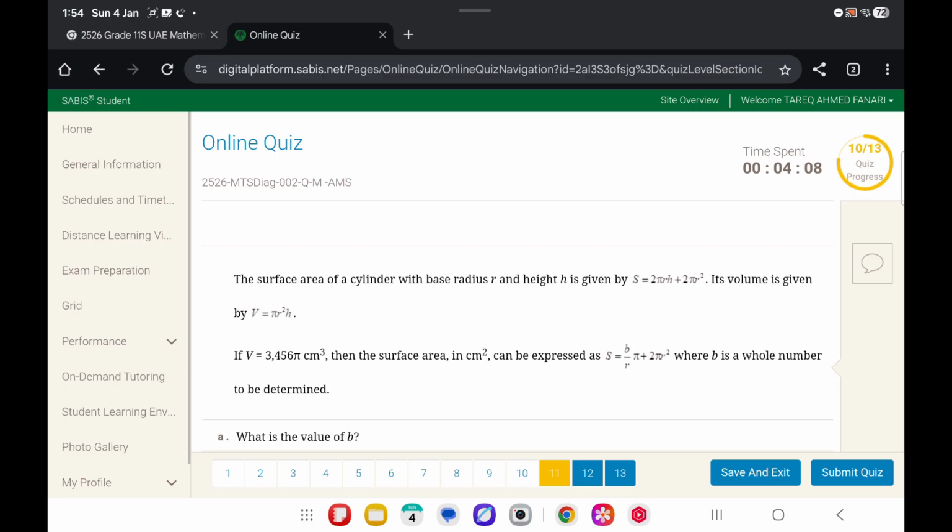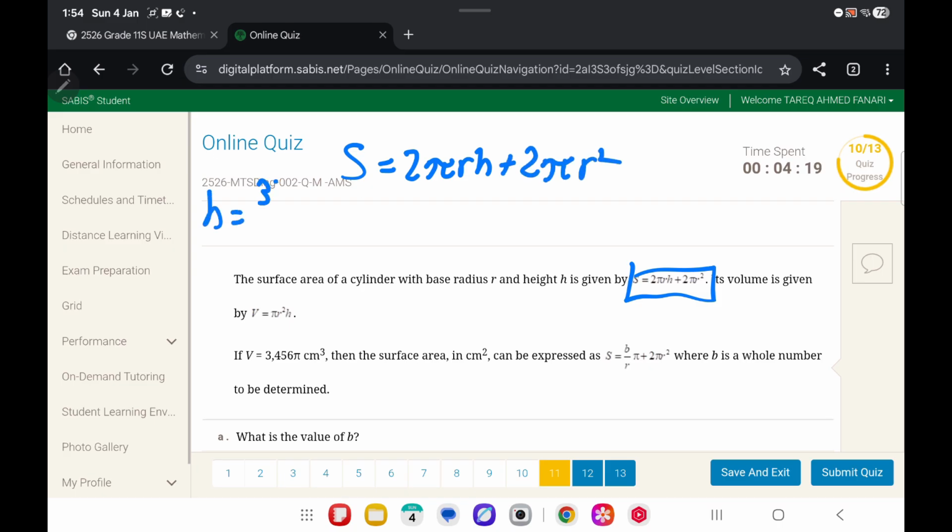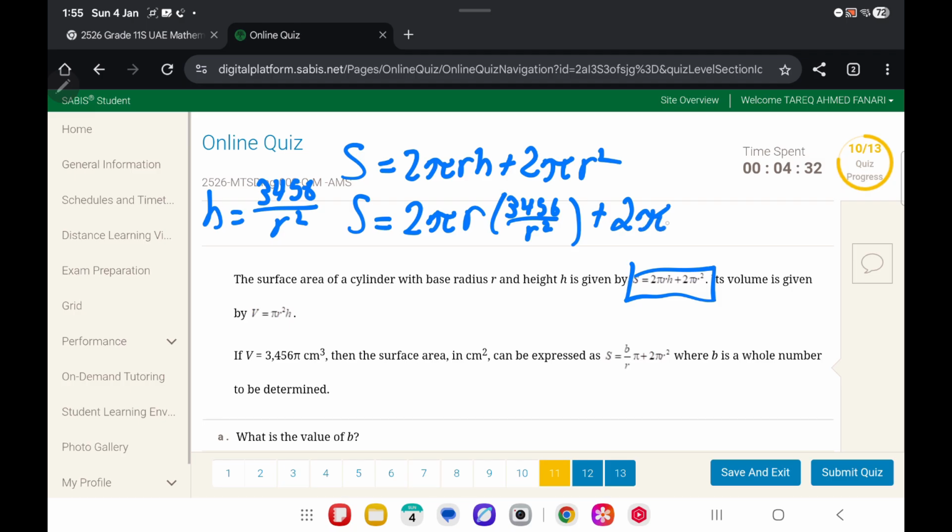Now, surface area is what? 2 pi r h plus 2 pi r squared. So S is equal to 2 pi r h plus 2 pi r squared. Now, h, what did we say it was? 3456 over r squared, right? So S is equal to 2 pi r into 3456 over r squared plus 2 pi r squared. Okay, r and r squared will cancel out. That will give me 2 pi multiplied by 3456 over r.